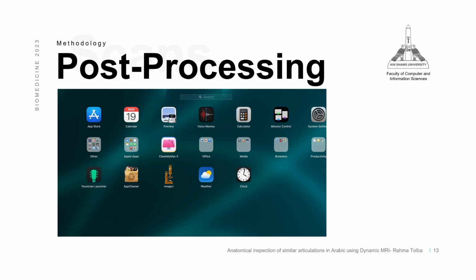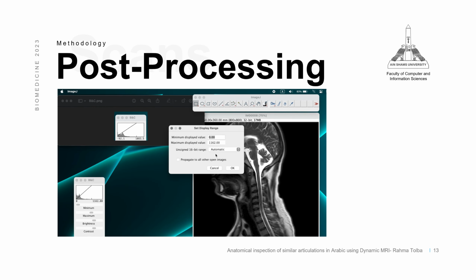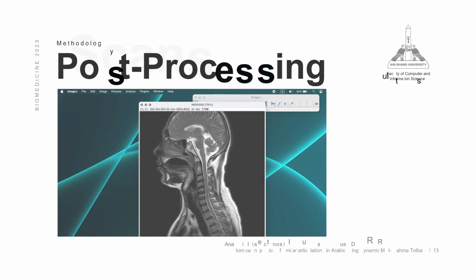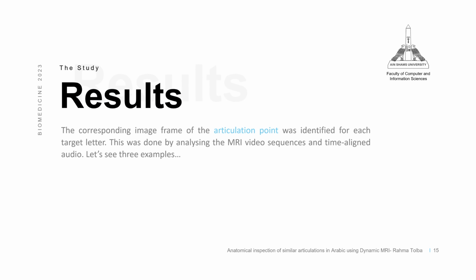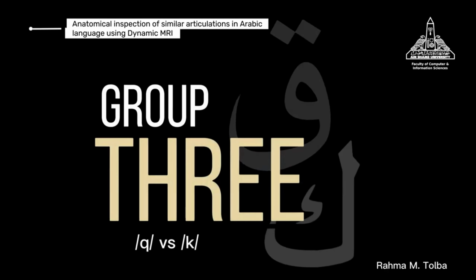Then we used ImageJ image processing software to enhance the images and clearly define the movement of the vocal tract parts. The corresponding image frame of the articulation point was identified for each target letter. This was done by analyzing the MRI video sequences and time-aligned audio. Let's see together 3 groups from our results.